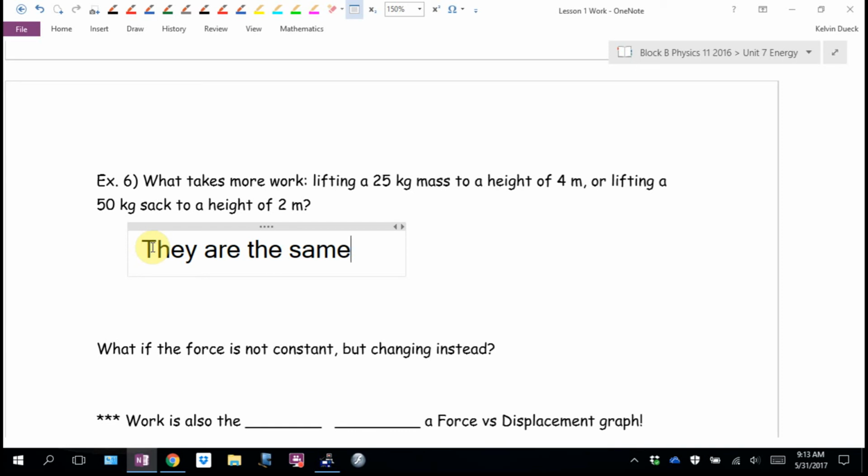Work is what times what? Force times distance. Now the force and the distance have to be in the same direction.